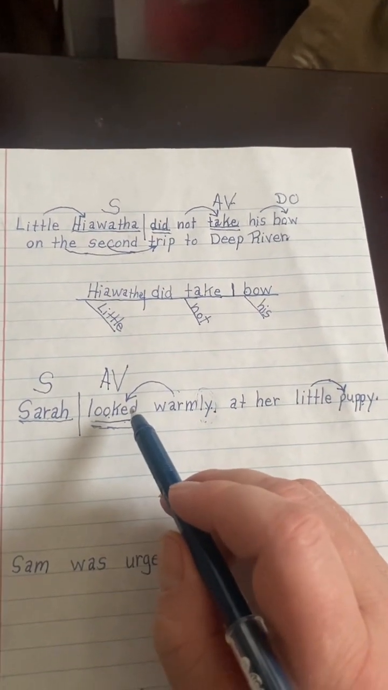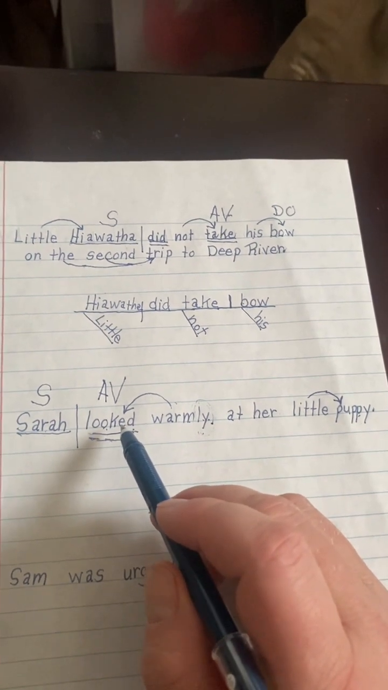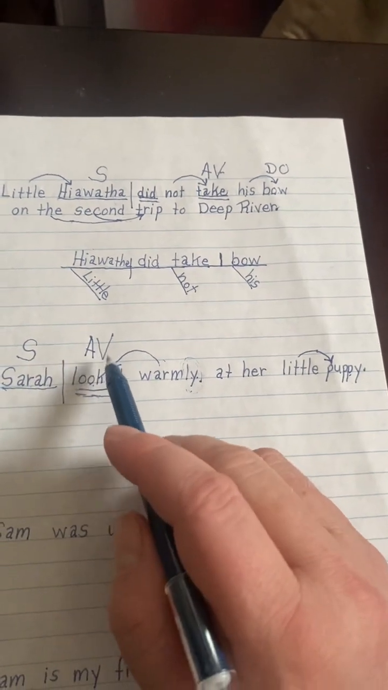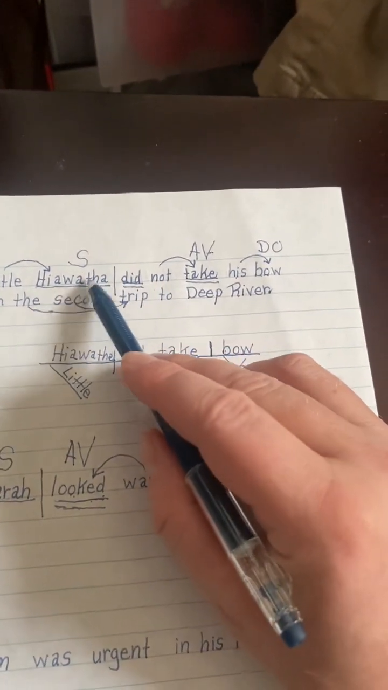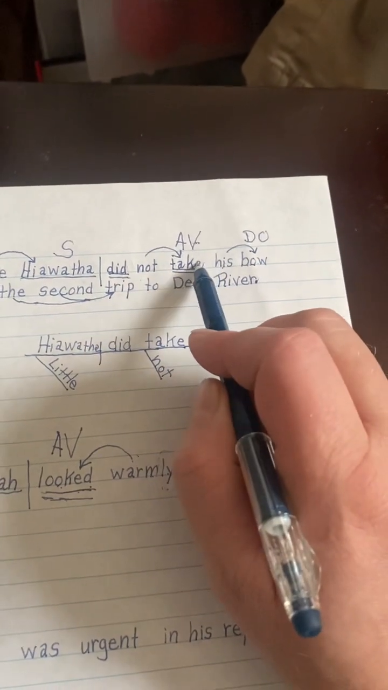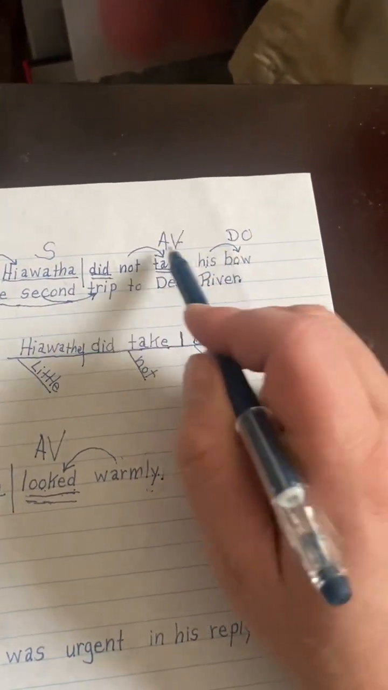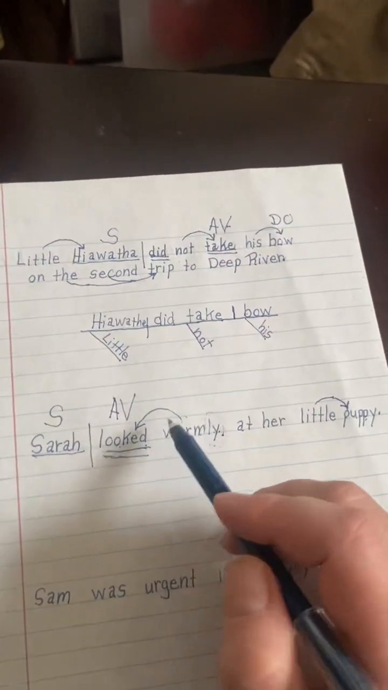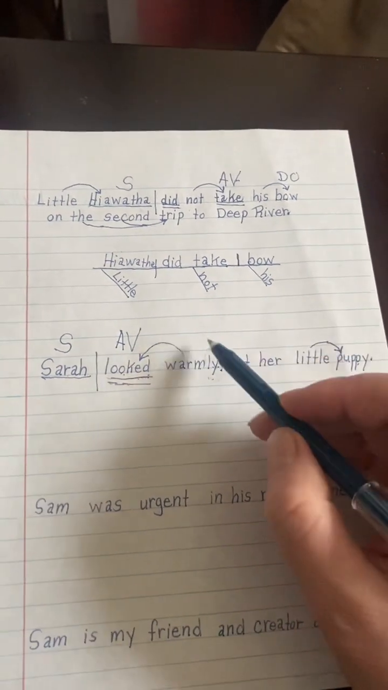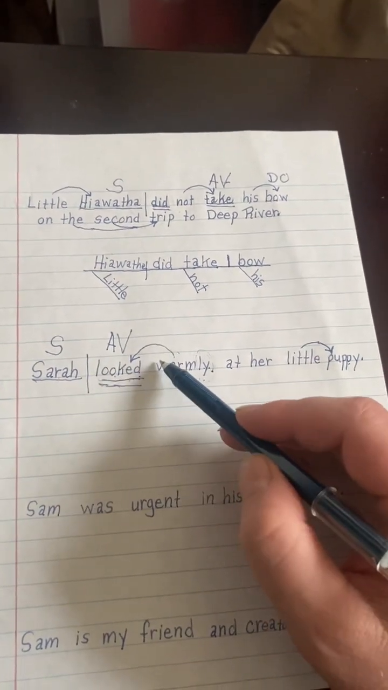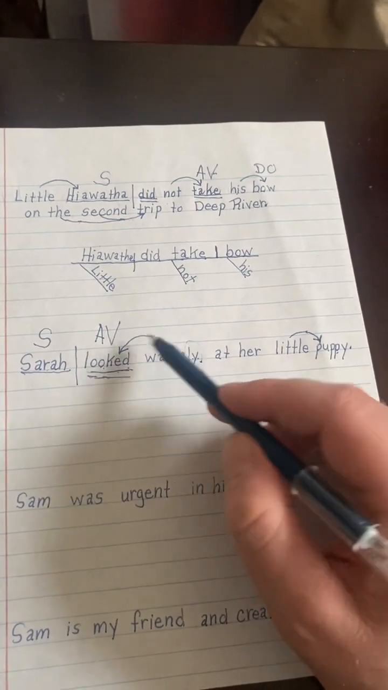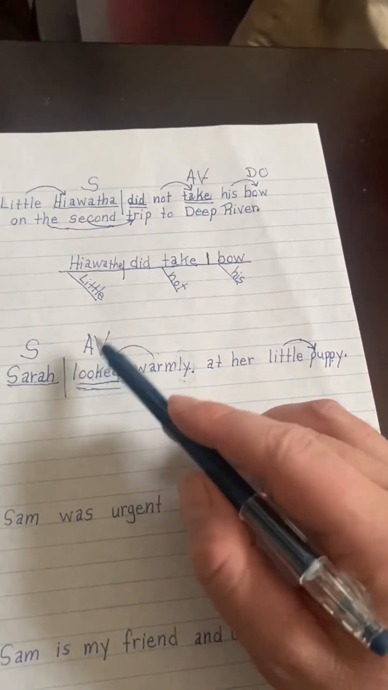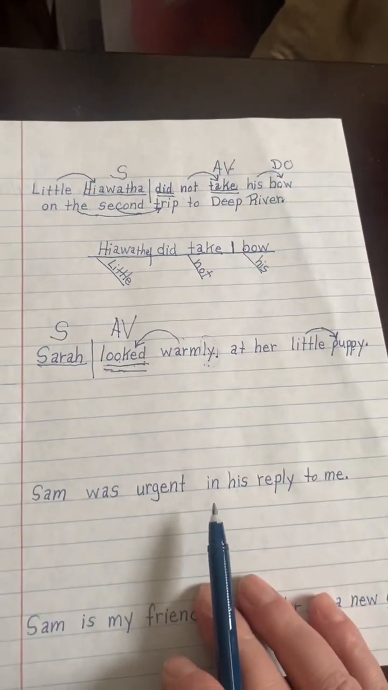Looked what? Well, there isn't something that answers that, so there is no direct object. See, in the other sentence, Hiawatha did take what? Bow. And the answer to the what after the verb told us what our direct object is. But in this sentence, there is nothing there that's telling what Sarah looked. There's something that tells how she looked, but not something that she looked. So that's it. That's all there is for that sentence pattern.